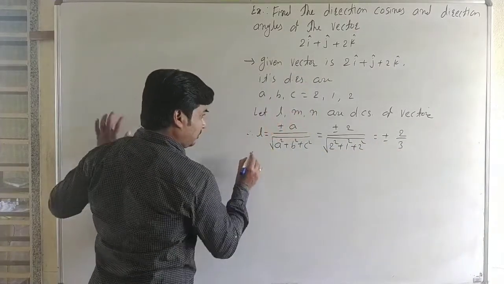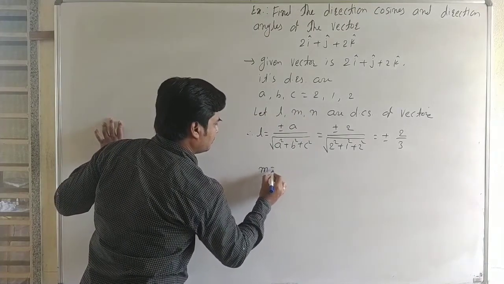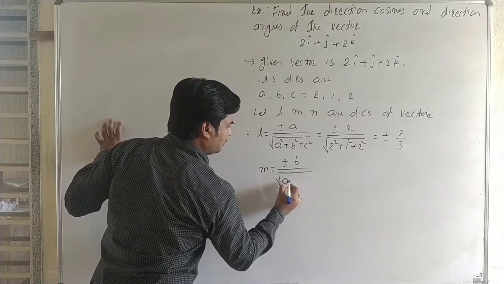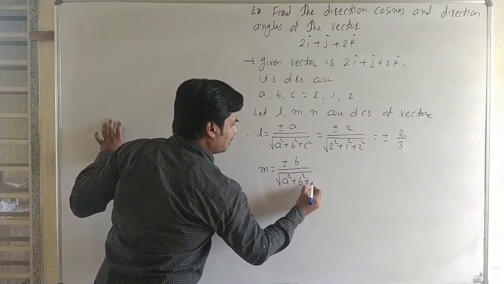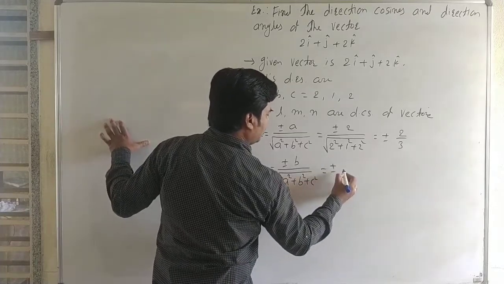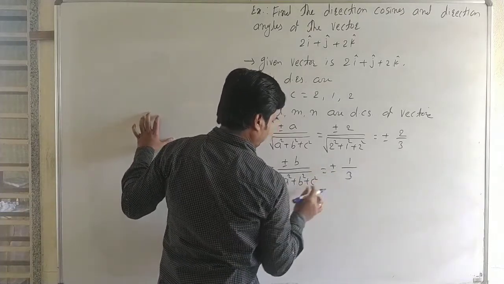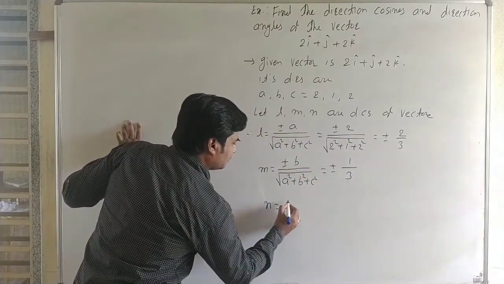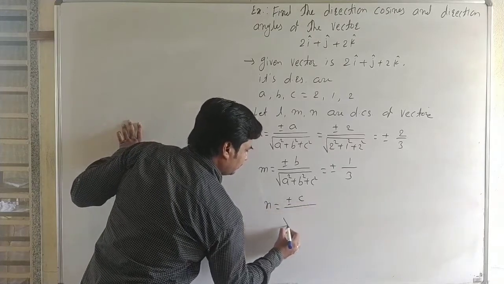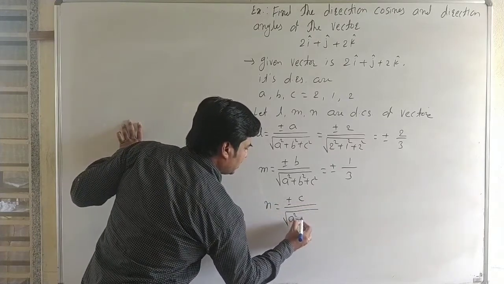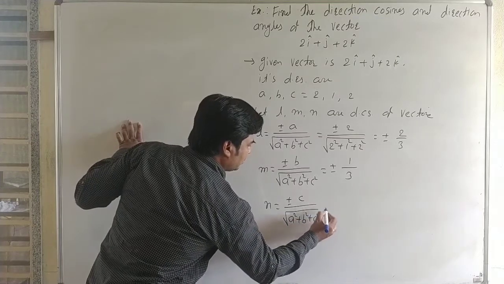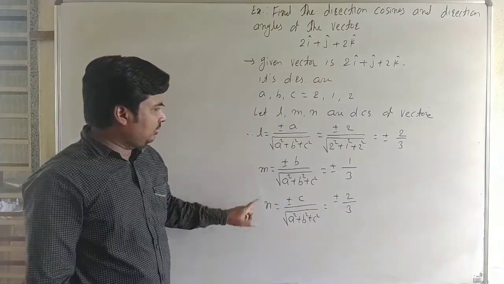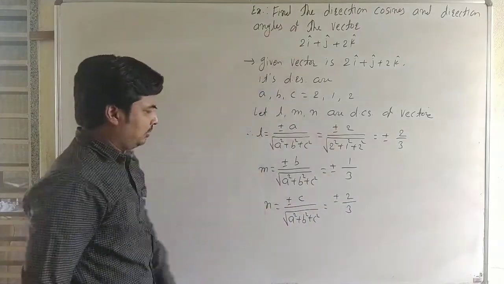That is L. Then M is plus or minus B upon under root A square plus B square plus C square, that is plus or minus 1 upon 3. Then N is plus or minus C upon under root A square plus B square plus C square, and that is plus or minus 2 upon 3. Therefore L, M and N are the direction cosines. It is the first question.